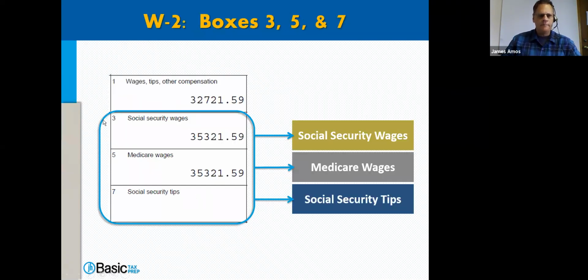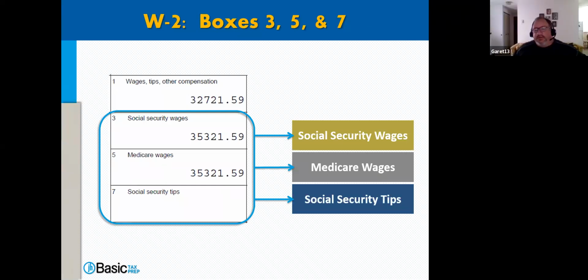Now, we talked about box 3 and box 5. Box 3 is Social Security wages. Box 5 is Medicare wages. We're now introducing you to box 7, which are Social Security tips. What? Now, we have some experienced people on the call here. What are Social Security tips? What does that mean?